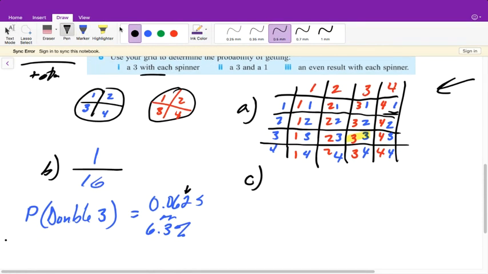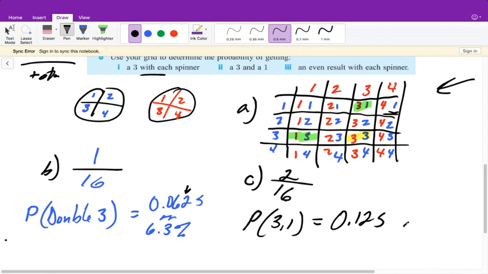All right, so for letter C, now for a 3 and a 1, this double I. That means here we have two possibilities where the red is a 3 and where the blue is a 3. So both of these are 3 and 1. So now we have a 2 out of 16 chance of rolling a 3 and a 1. So maybe the probability, and I'm just going to say a 3, 1, is equal to 2 divided by 16, which is going to give me 0.125 or 12.5%.